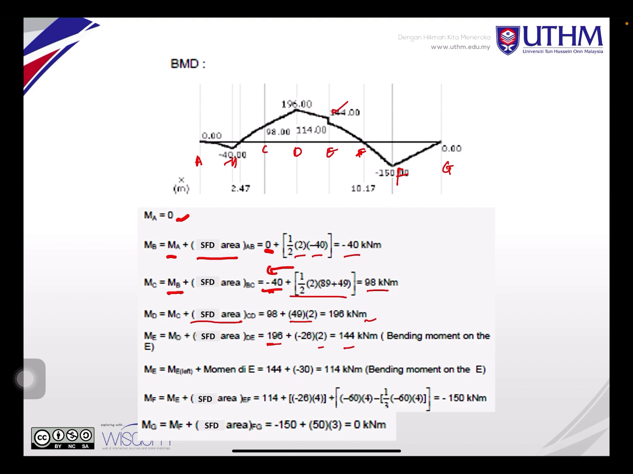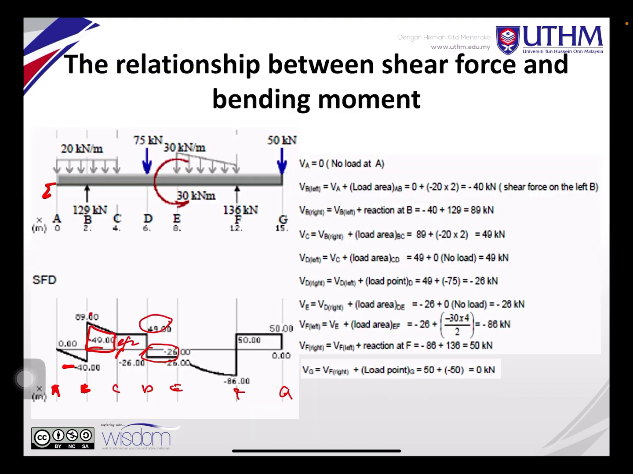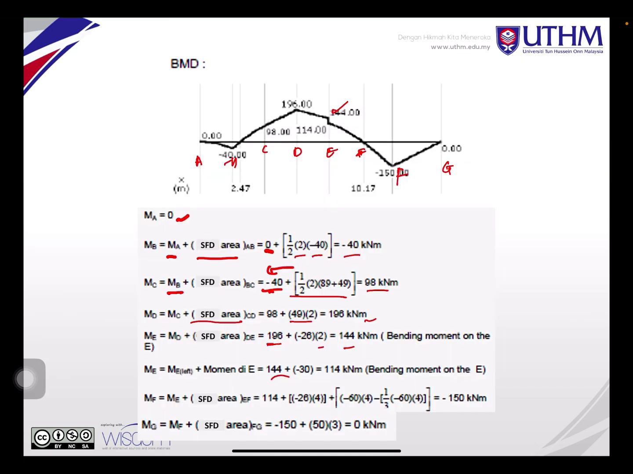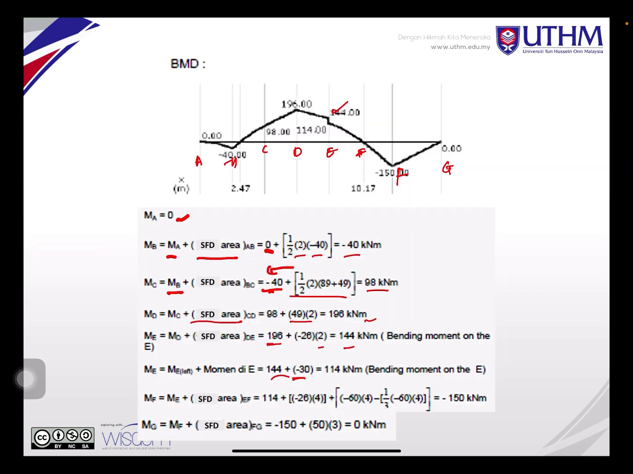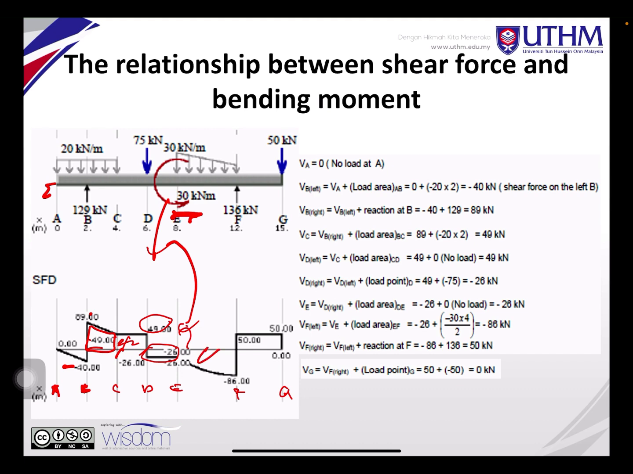So you plot 144. But then at 144, you can see here you have a moment of 30 kilonewton meter. So you need to be alert. This is not included inside here. You need to remember you have a moment here. So 30 kilonewton meter, the direction is going counterclockwise, so it's negative. So you get this value 114, ME here.